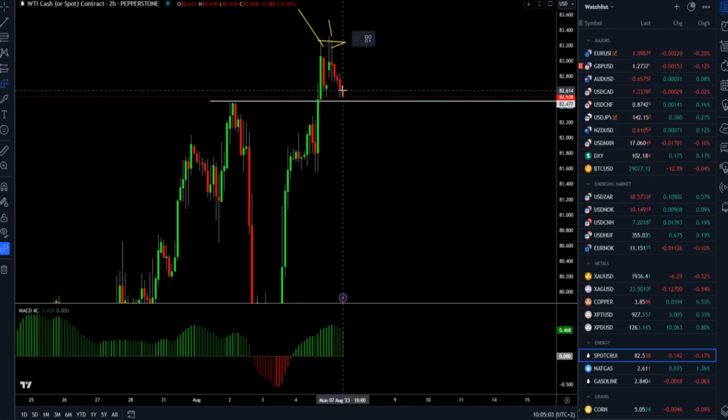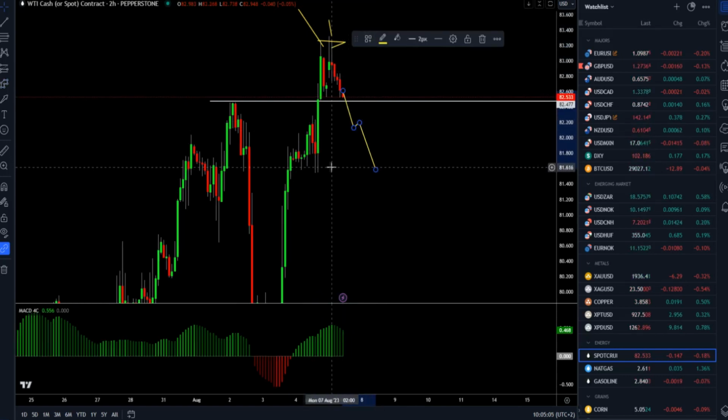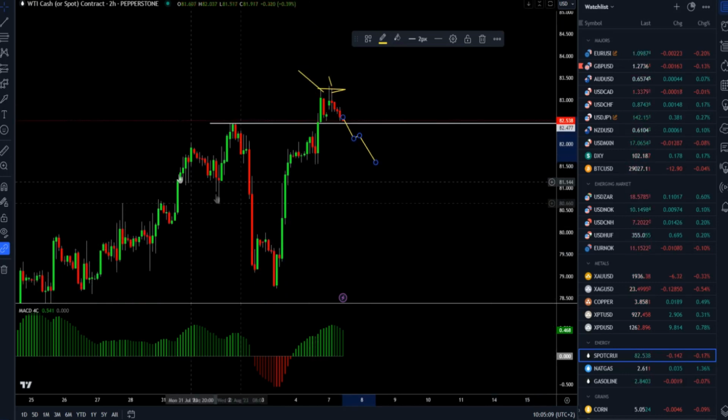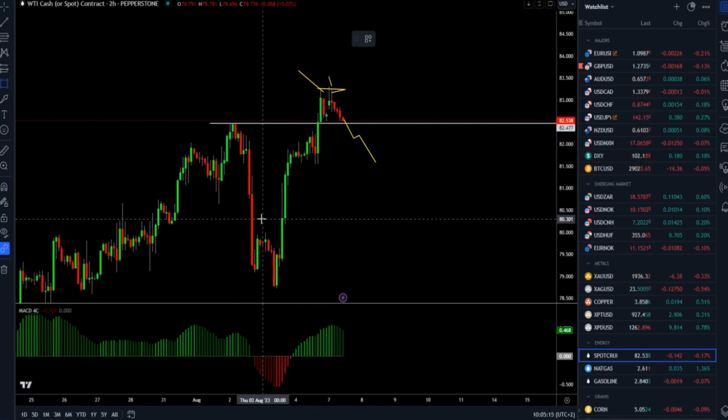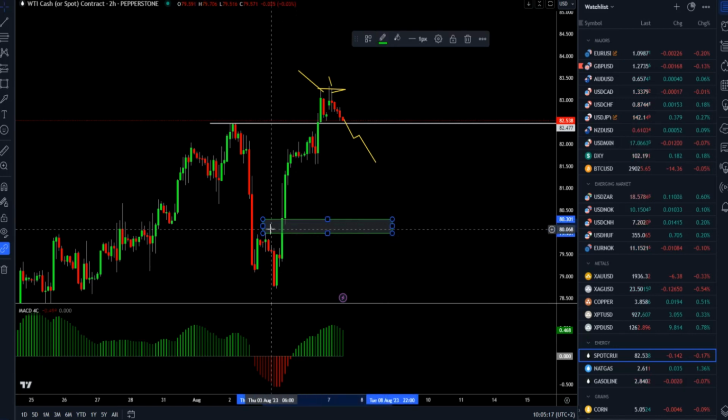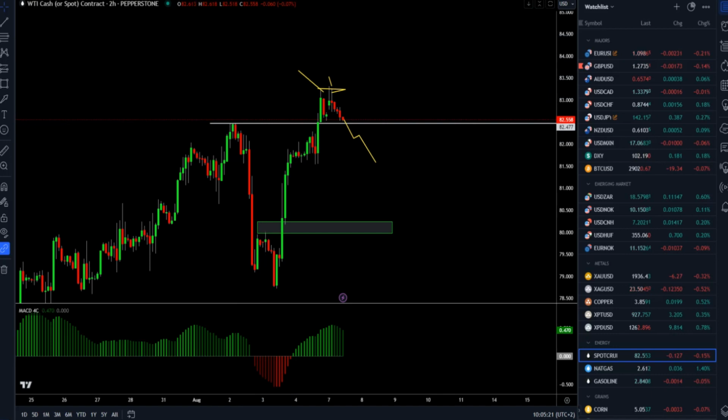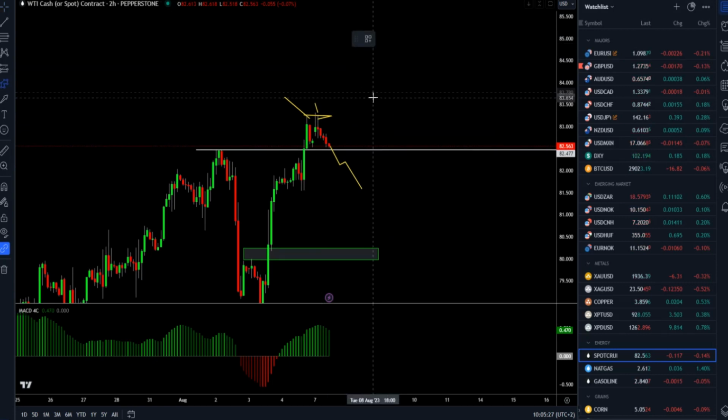So there is a chance for lower prices towards the 81.63, 81.64, and maybe even towards some deeper pullback towards, for example, this area here, which is at the 80.10 mark. But for today, I will say 81.60, that's the potential structural objective.